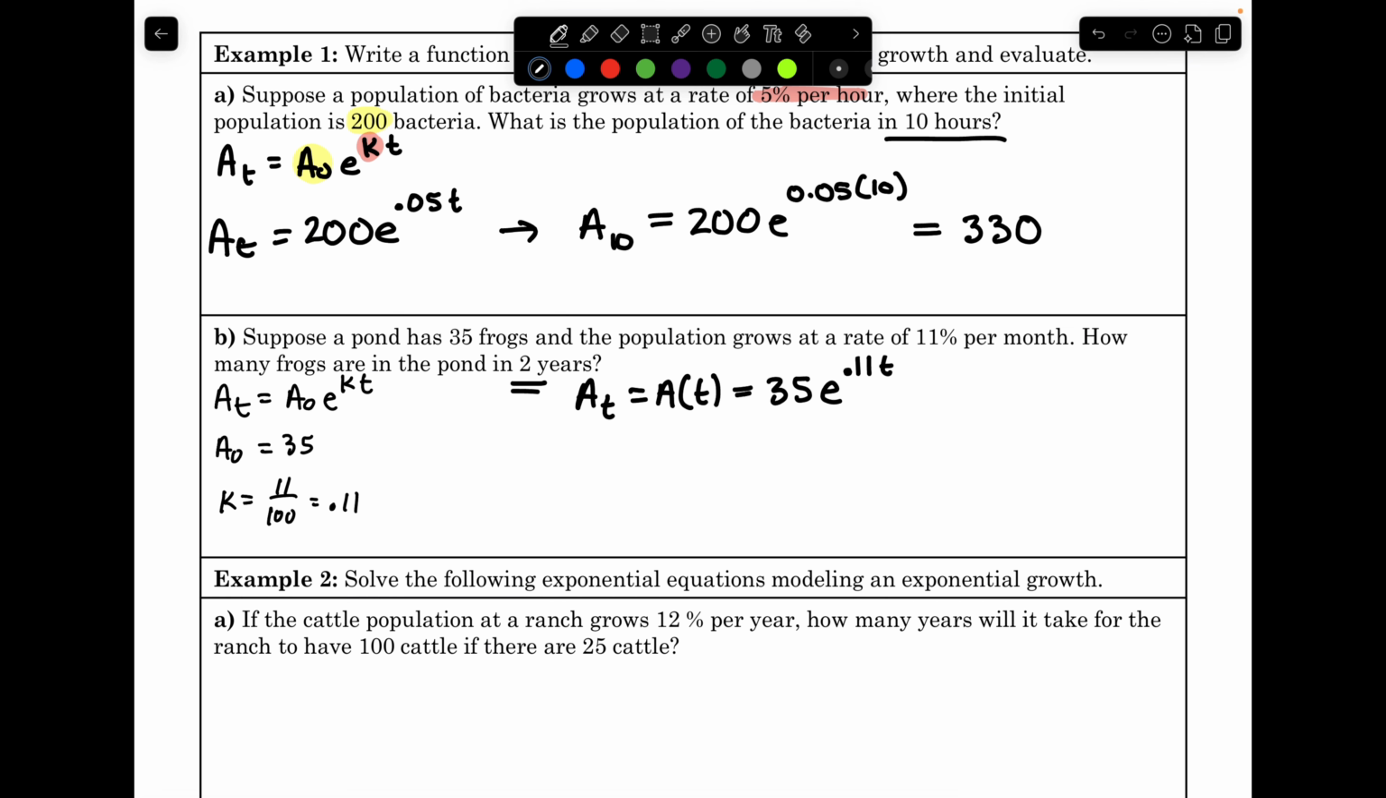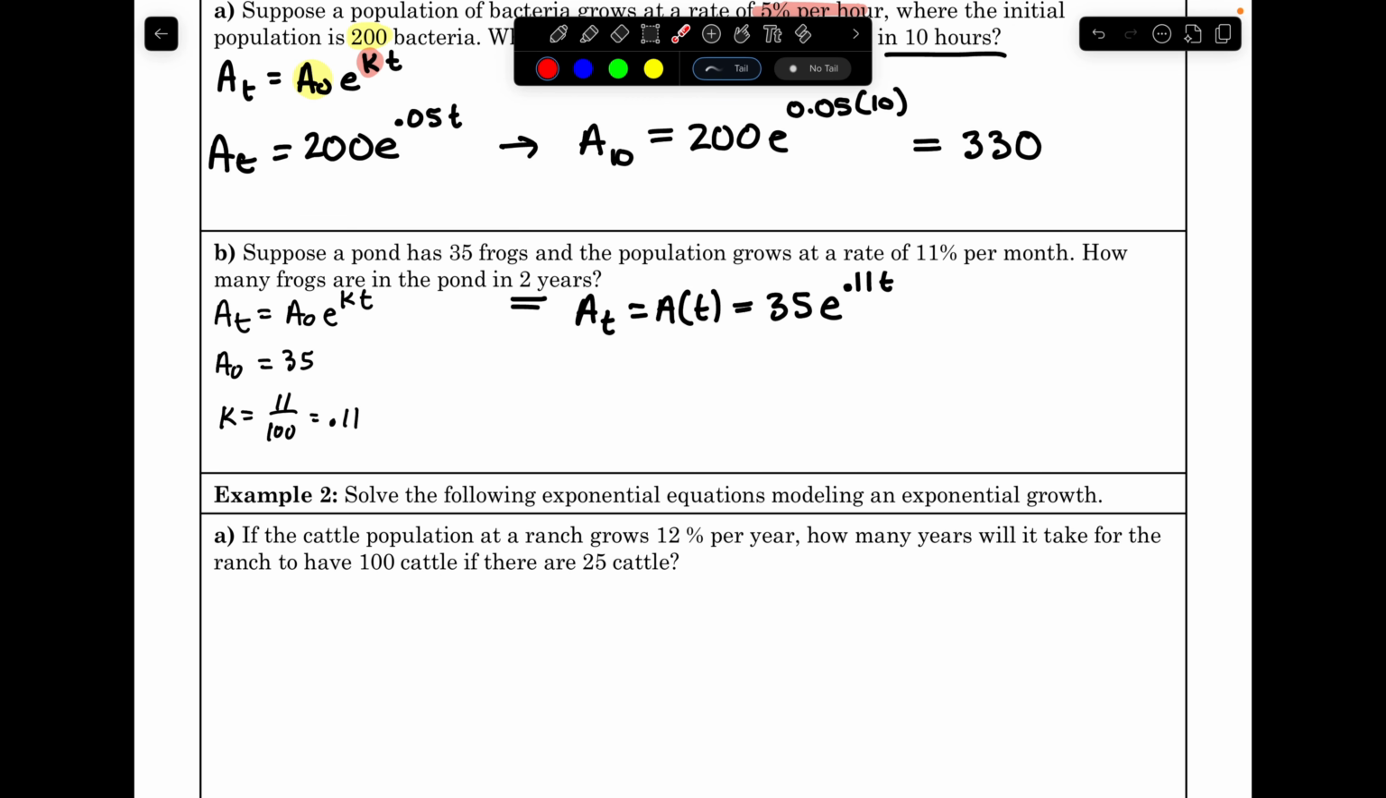Normally we would just use the number 2 here, but because the population of the frogs is increasing at 11% per month, we need to convert 2 years into months. The unit of time for k always needs to match up with the unit of time that t is being measured. It's a lot easier to convert this to months than into years. Since there's 12 months in 1 year, 2 years will have a total of 24 months.